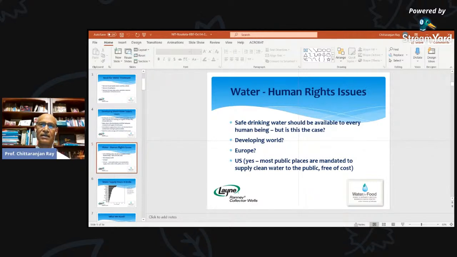In a country like India or any other place which is still developing, can you get free drinking water as you're traveling, or do you have to pay for it? In Europe, I don't see really free water supply. But in the US, yes, in most public places they are mandated to supply clean water to the public free of cost. But I don't know whether it's really a possibility or not. That's a different thing to look into.